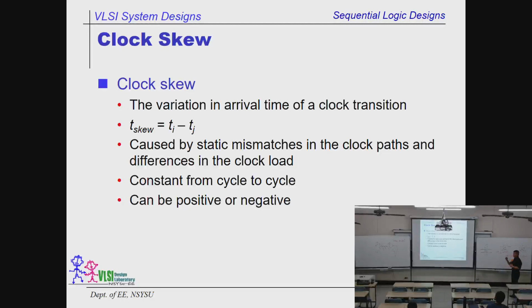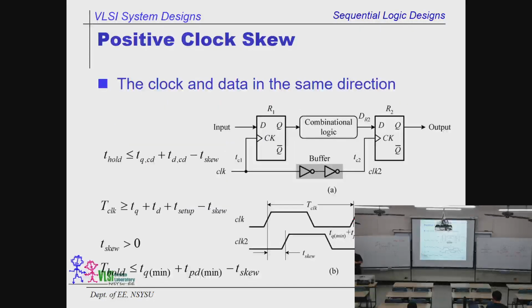Because if the skew is large, we might have a problem synchronizing everything. The skew is caused by static mismatches in the clock path, and the difference is in the clock load. It's constant from cycle to cycle. It can be positive or negative. Negative skew is funny, I'll show you why it's negative. All right, so skew is a problem. Fine. So how do we solve the problem created by skew?